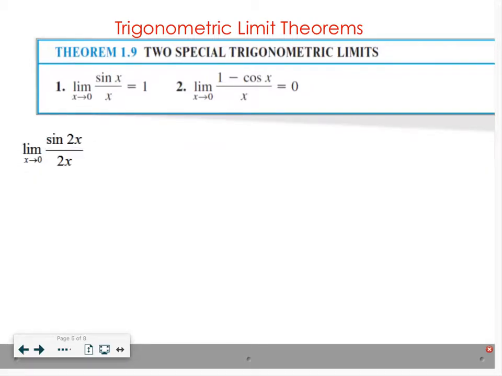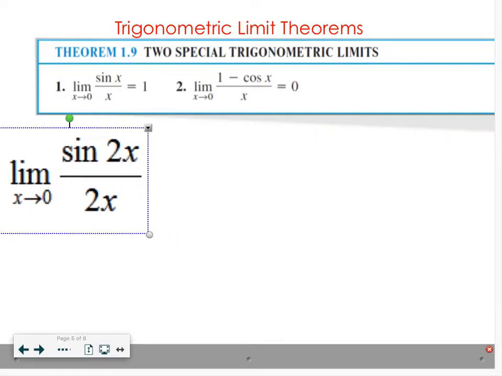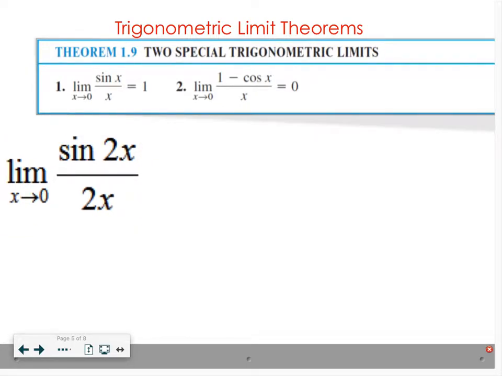Now, write this down. This is our first example. The limit as x approaches 0 of sine of 2x over 2x. Does that look similar to the rule that we just wrote down? Yes, it does. What's different? The 2x.